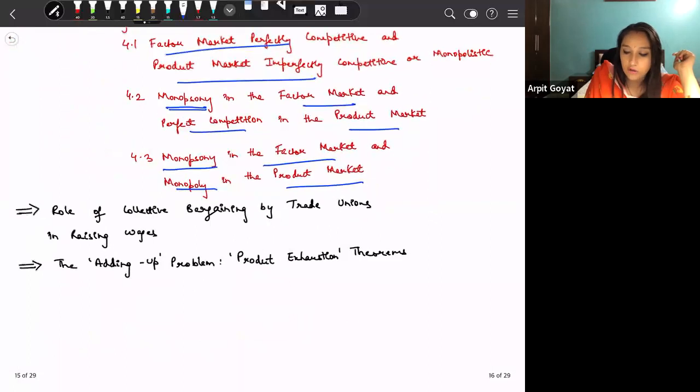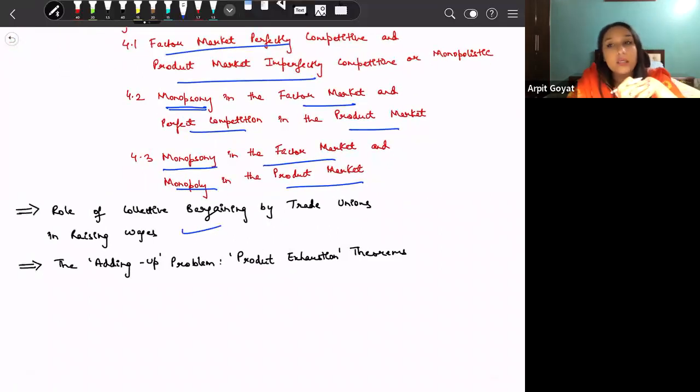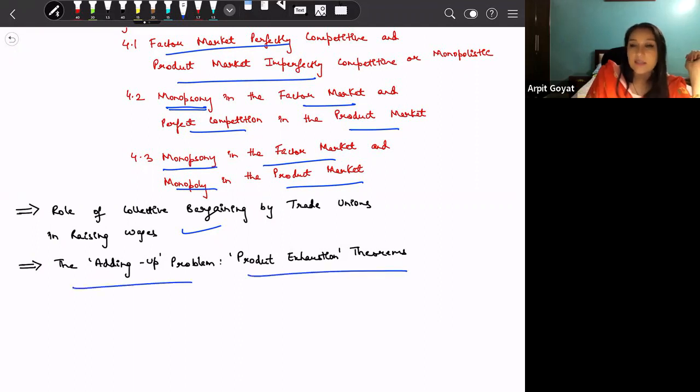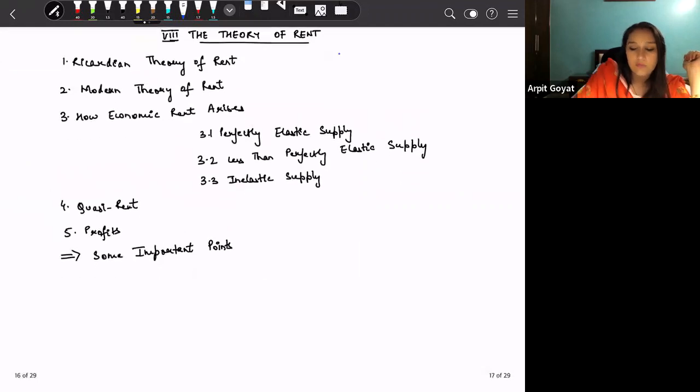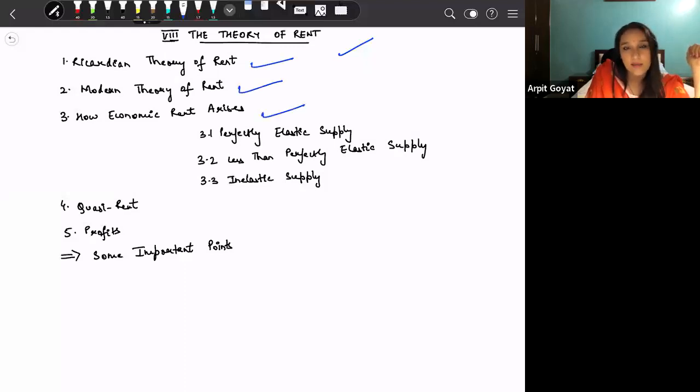Then we will discuss the role of collective bargaining by trade union in raising wages. So we have various theories regarding this कि अगर हमारी trade union ज़्यादा strong है तो हमारे wages increase करने में help करते हैं, उनका impact क्या होता है. Then we will also discuss product exhaustion theorem, that is the adding up problem. We'll discuss theory of rent, that is the 8th part. Here we'll discuss Ricardian theory of rent, modern theory of rent, how economic rent arises under these 3 cases.